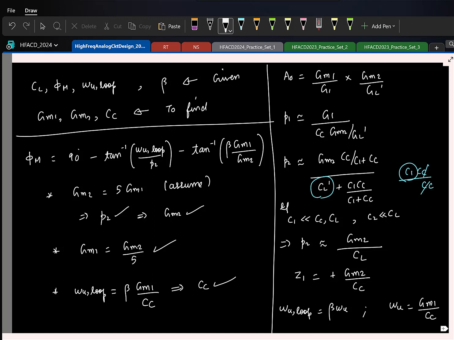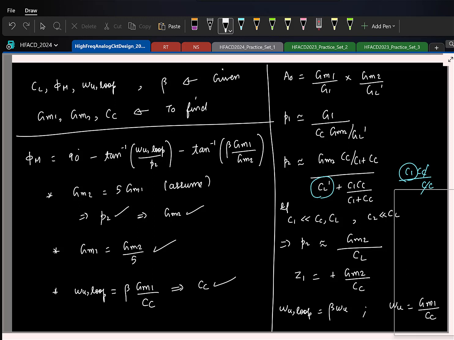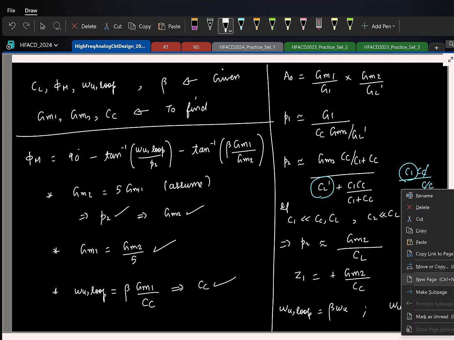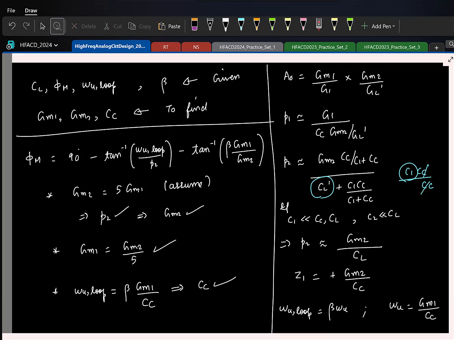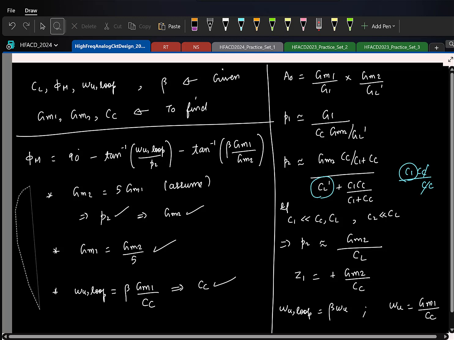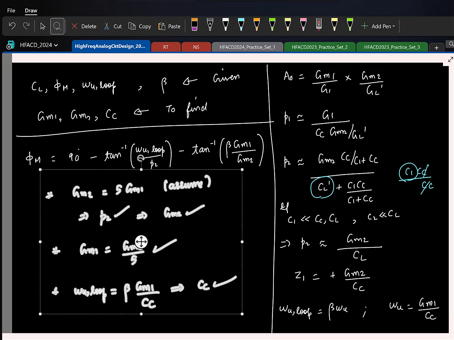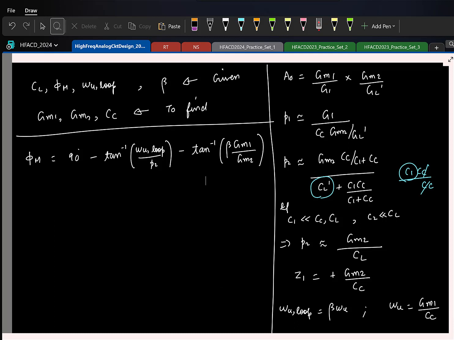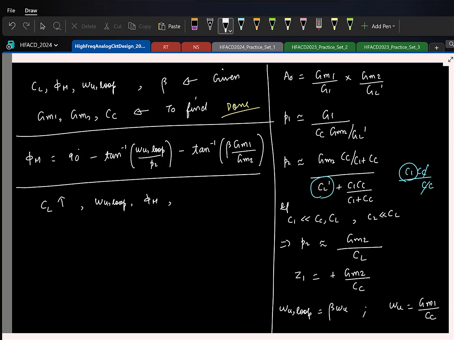Okay, so as a designer, your job doesn't typically stop there, because let us say you make this, and what can happen often is, because of some other reasons the requirements or specifications change. Now let us say you have designed this, but then I find that my load capacitance increases. I want to maintain the same omega u loop and the same phase margin for the same feedback factor beta.